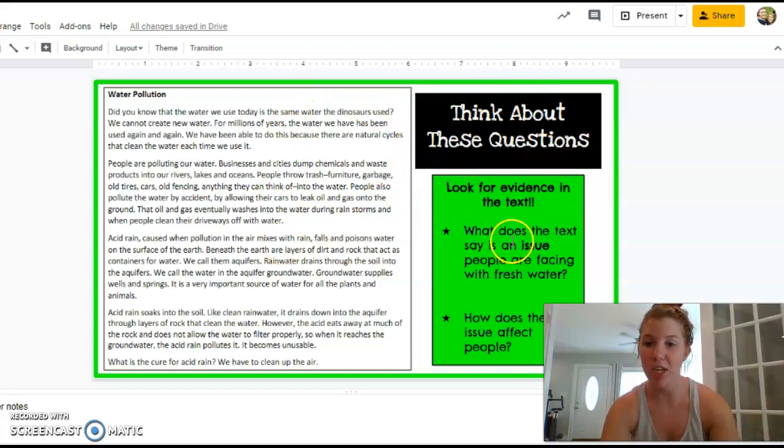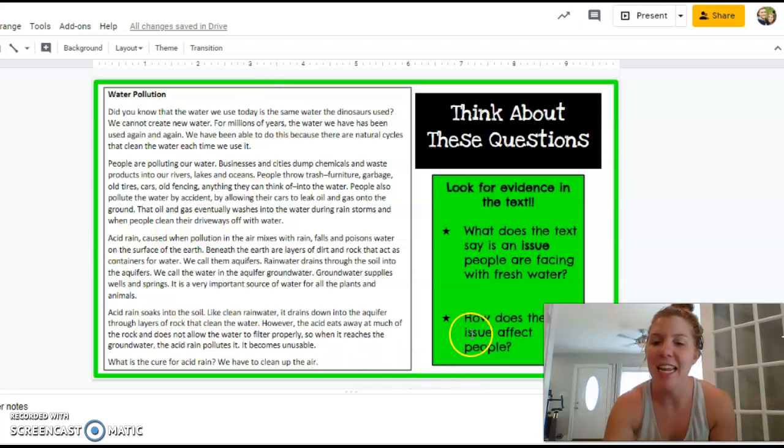When you are listening again or you read on your own, you need to be thinking about these questions. What does the text say is an issue? Remember, an issue is a what? Problem, or problema, people are facing with fresh water. What is the problem here in this text? Is it different or the same as the text we've been reading this week?